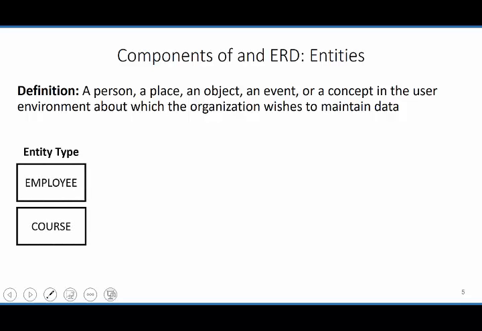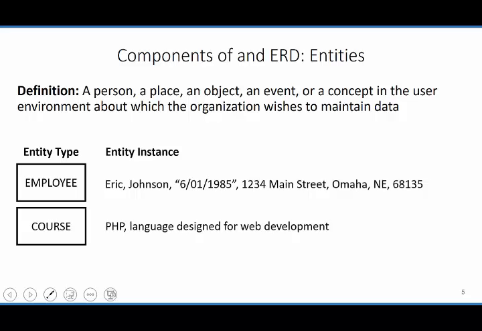So for example, an entity type would be employee and course. That's the name of the entity itself. And then for instances, we have each record. So we have each employee is a record. We have Eric Johnson. That's his birth date and his street address. We have the course of PHP and the description of the course, language designed for web development.